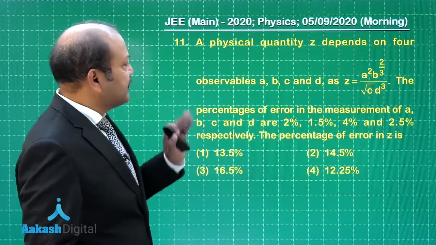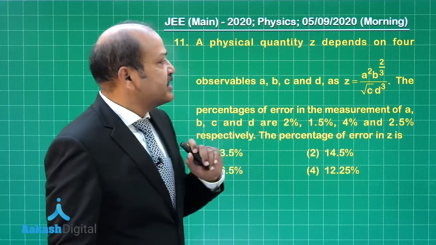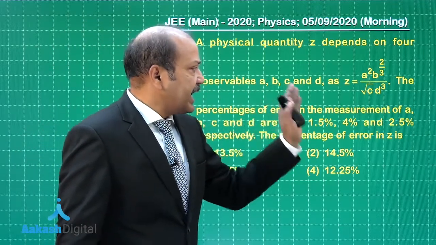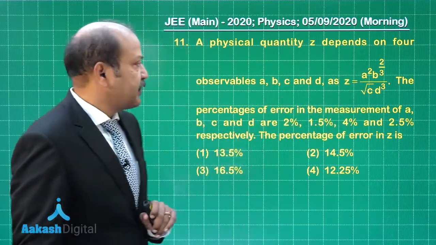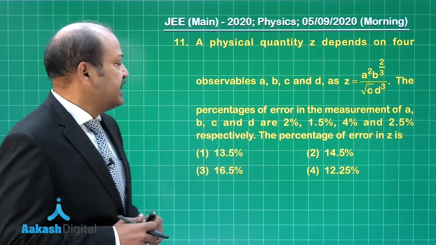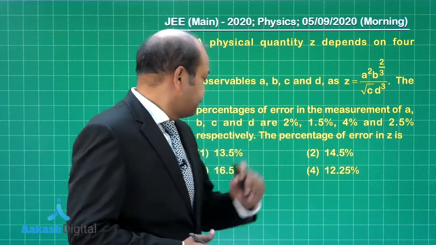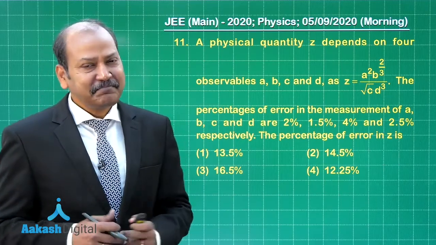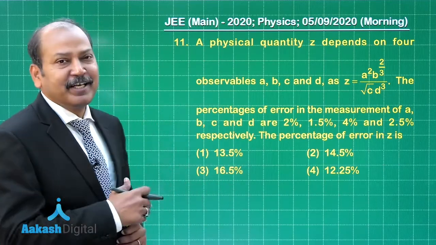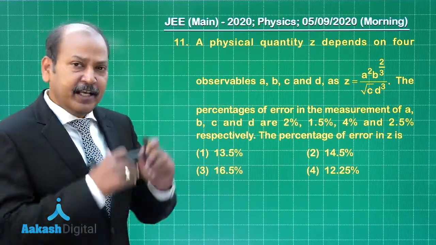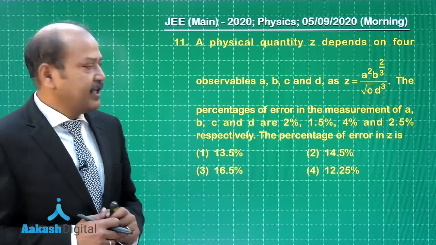Question 11 says, a physical quantity Z depends on 4 observables A, B, C and D as, well, this is the expression for Z. In fact, the percentage errors in the measurement of A, B, C and D are given. We have to find the percentage error in Z. Clearly, the topic is units and measurement, and it is about error, in fact the propagation of error.